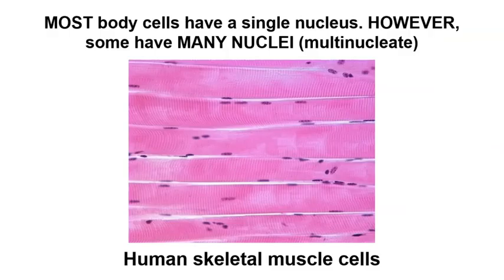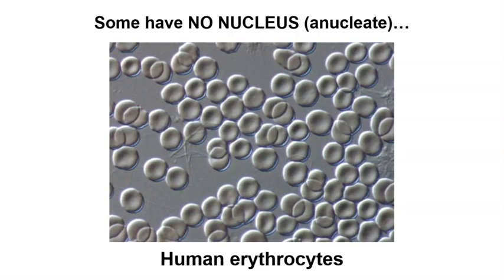So most cells in the body have a single nucleus. Some cells, such as the skeletal muscle cells that are seen here, have many nuclei, and we call these types of cells multinucleate. Some cells, like mature red blood cells, which are called erythrocytes, have no nucleus, and we refer to this condition as anucleate.